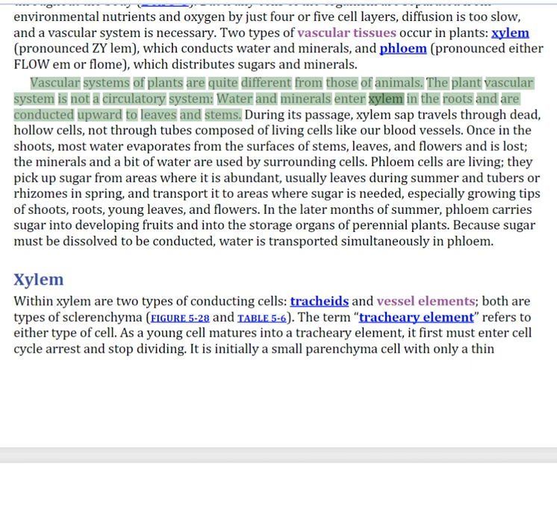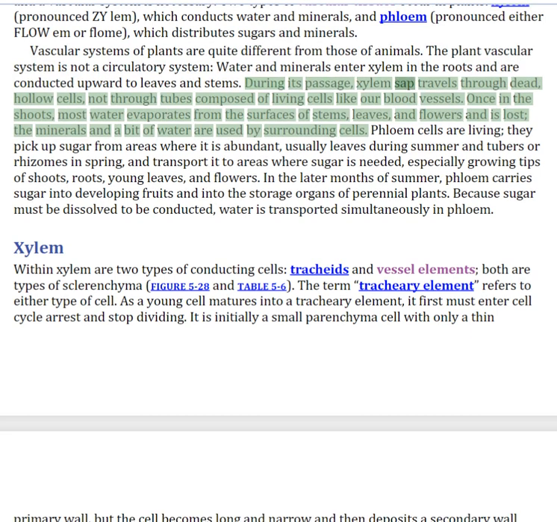Water and minerals enter xylem in the roots and are conducted upward to leaves and stems. During its passage, xylem sap travels through dead, hollow cells, not through tubes composed of living cells like our blood vessels. Once in the shoots, most water evaporates from the surfaces of stems, leaves, and flowers and is lost. The minerals and a bit of water are used by surrounding cells.